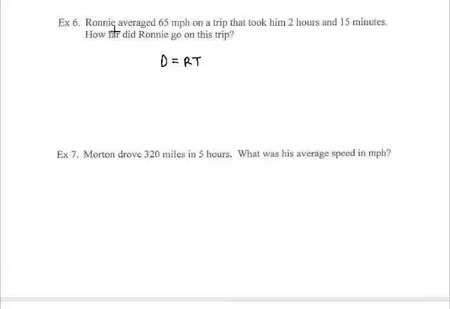Alright, so example 6 says Ronnie averaged 65 miles per hour. That would be our rate. On a trip that took him 2 hours and 15 minutes, how far did Ronnie go on this trip? So again, we're asked how far, and so we're looking for D. And we do have our time, 2 hours and 15 minutes.